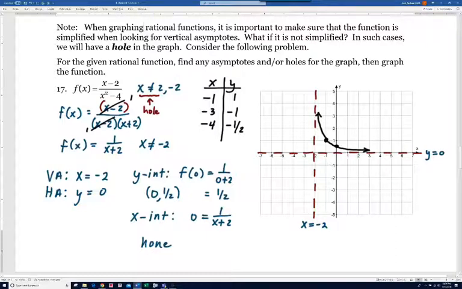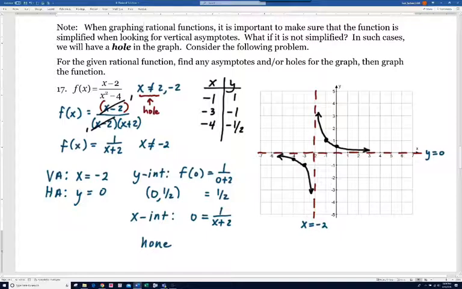Now let's plot the points on the other side. We've got these 2 points here. Again, I should say on the ends, it's going to approach the horizontal asymptote, so it's going to look like that. On the right here, it's got nowhere to go but down, and so it's going to look like that.